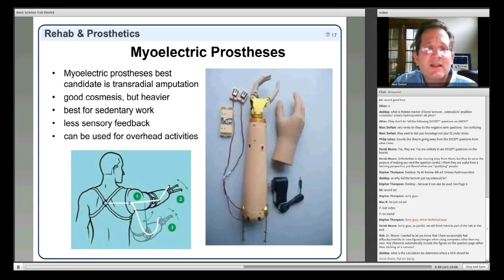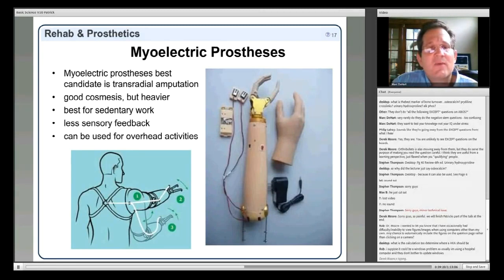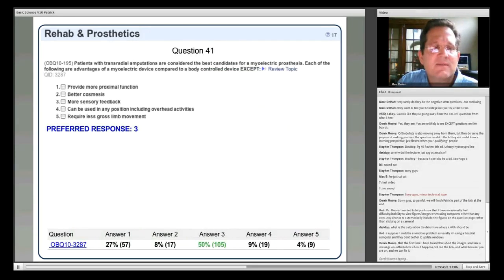The picture on the left is a body control device. It's a cable and harness with a grip that you can see, and the one on the right is a myoelectric prosthesis. The myoelectric prosthesis is the best candidate for the transradial amputation. It provides good cosmesis because you can make the fingers look just about any way you want, but it is heavier. It's really better for sedentary work. There's less sensory feedback because you don't even get to feel how hard you're pushing against it, and it can be used for overhead activities.